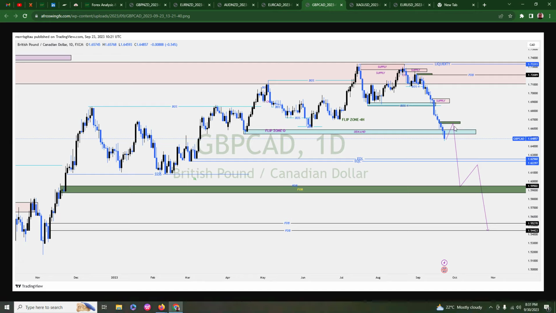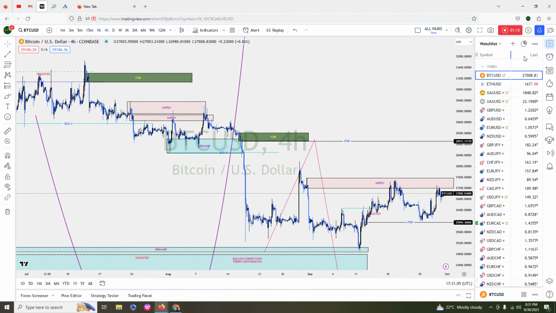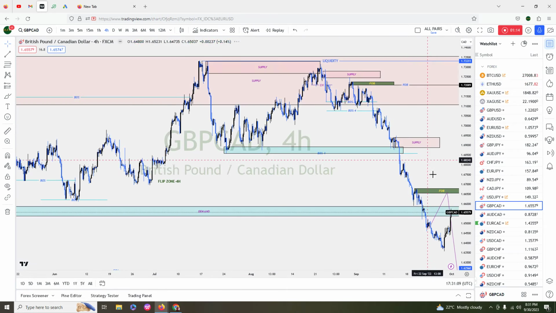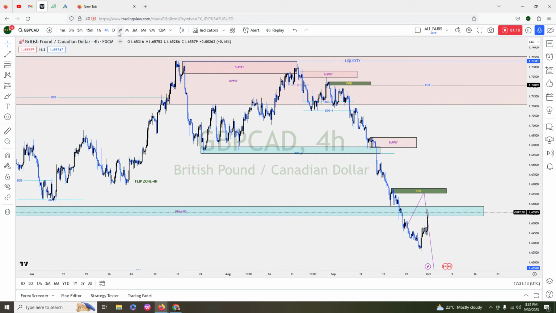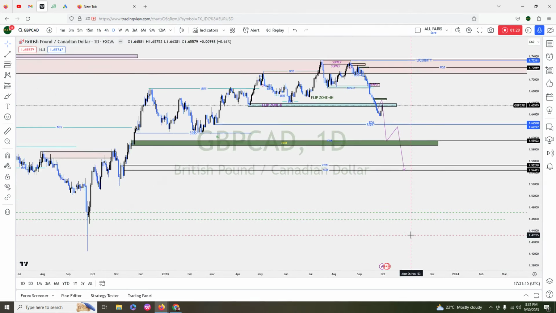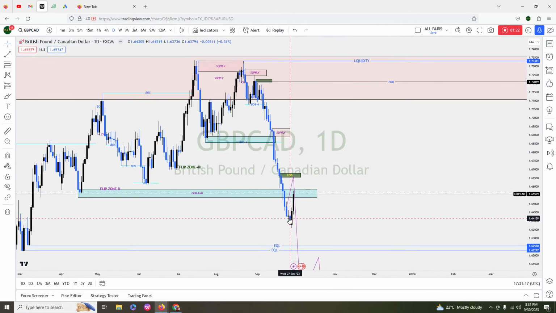So this is around September 23rd. We were at 1.64. So presently, where are we on GBP Canadian? If I switch to the daily chart, now, you'll see we were at this level. We came down a bit. We are looking for a correction to this level.